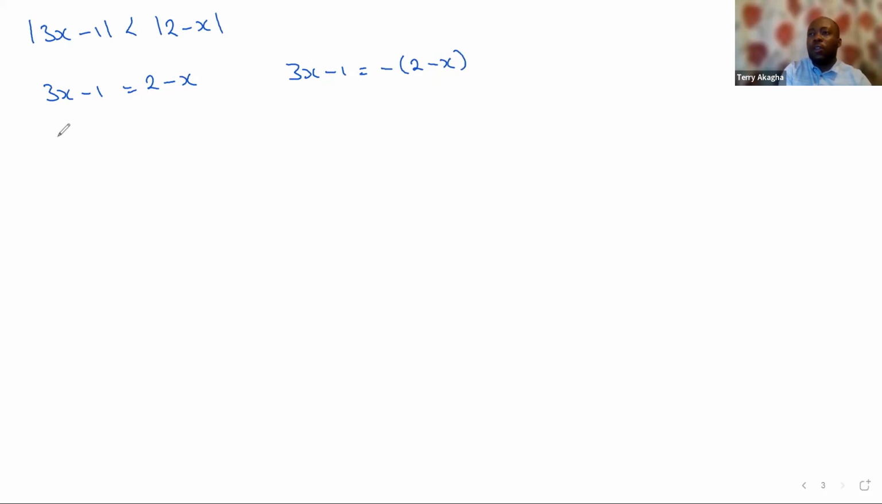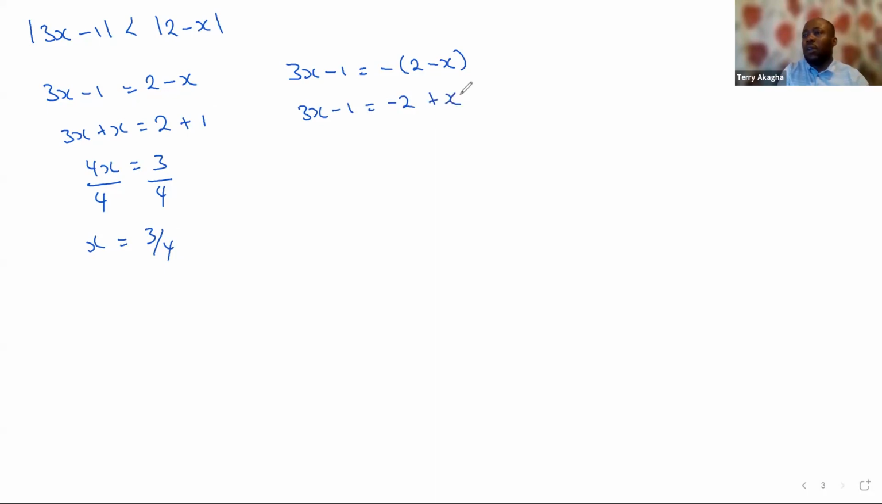All right, so we take it to the other side. So it's going to be 3x plus x is equal to 2 plus 1. Okay, then give you 4x is equal to 3. Divide both sides by 4. Then x is going to be equal to 3/4. The same thing here. It's going to be 3x minus 1 is equal to minus 2 plus x. Take x to the other side, it's going to be 3x minus x is equal to minus 2 plus 1. It's going to give you 2x is equal to minus 1, divide both sides by 2. So x is going to be equal to minus half.